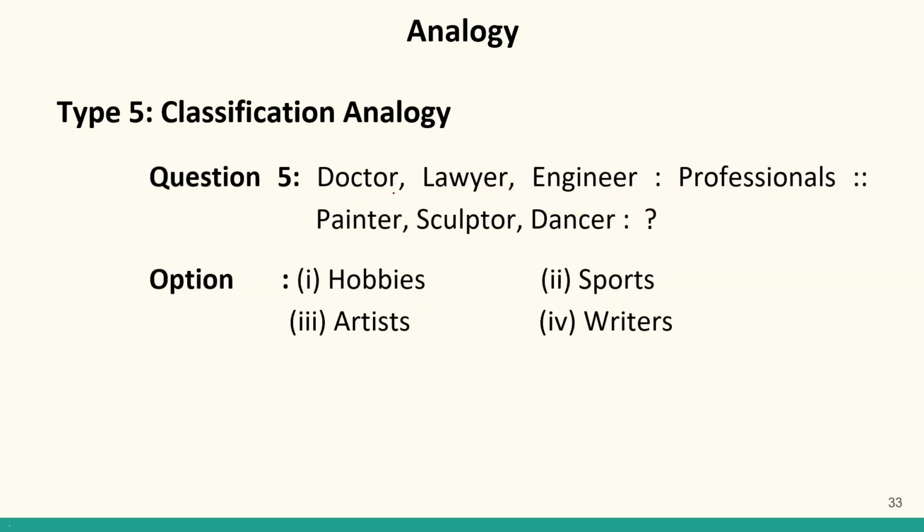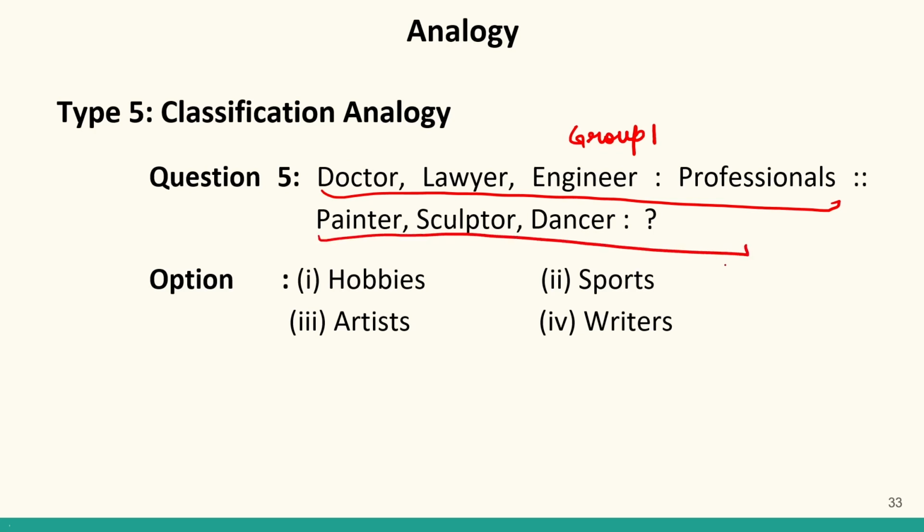Now, doctor, lawyer, engineer are all professionals. This is group 1 or classification 1, category 1, whatever you want to call it. So doctor, lawyer, engineer are all professionals. So what do we call painters, sculptors, and dancers? Painter, sculptor, dancers, this is group 2.